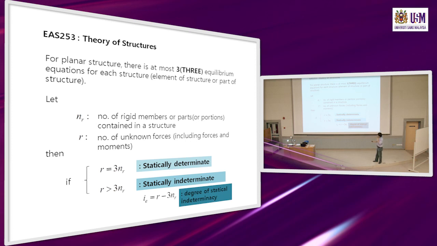And if alpha is greater than beta, or R is greater than 3NR, you get statically indeterminate. The difference between these is called the degree of statical indeterminacy, and we put I here. Sometimes you see I with a subscript.